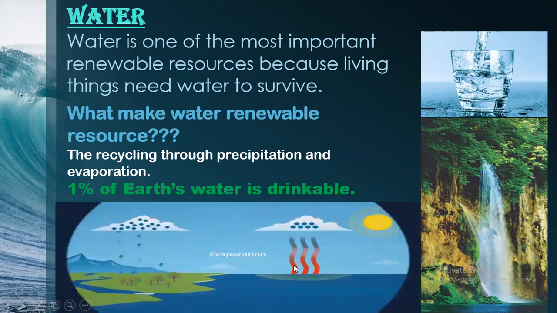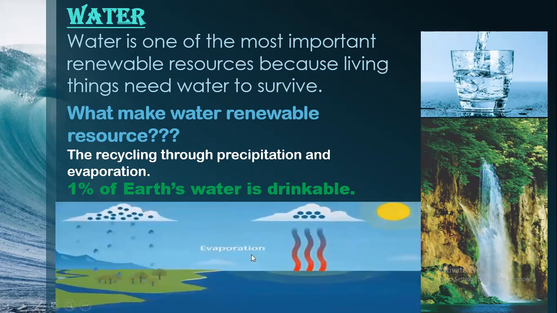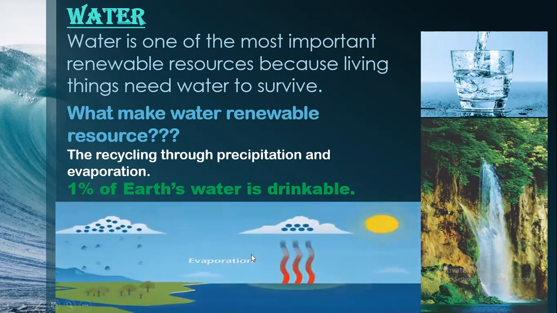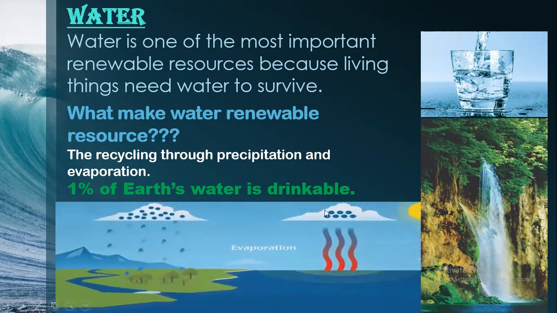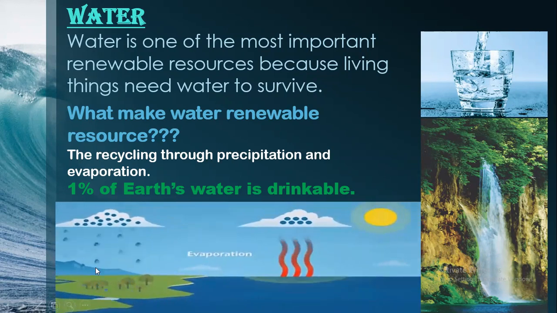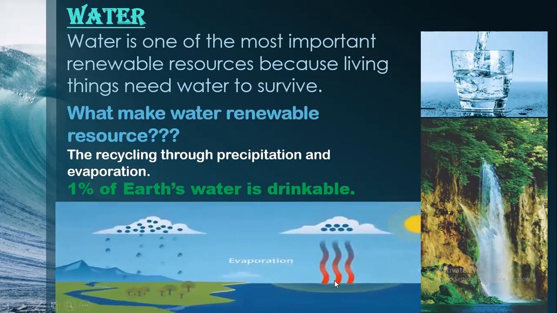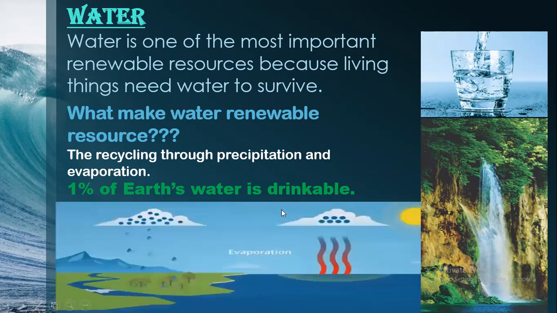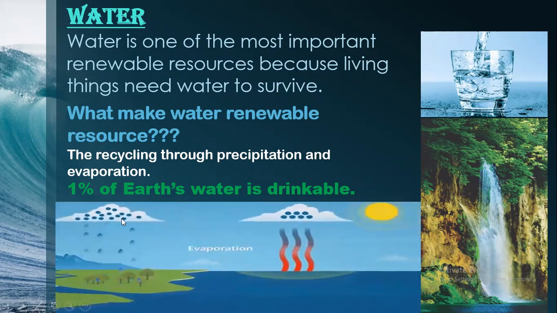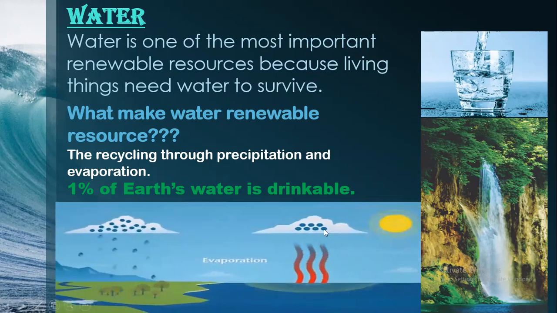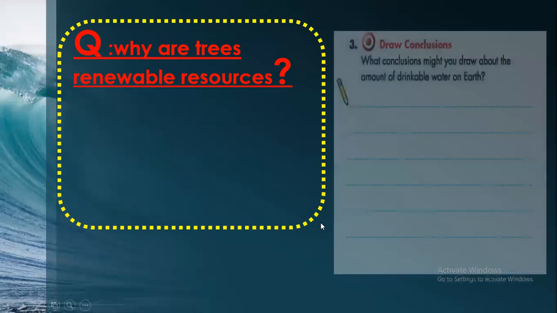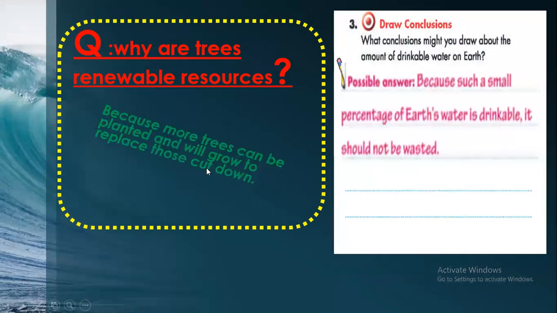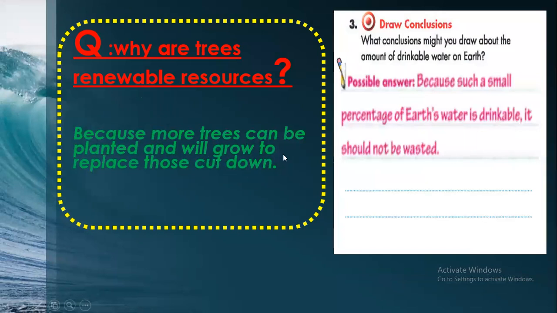Look at the diagram, guys, the GIF below here, that's representing the water cycle. When the water evaporates because of the heat of the sun, it makes clouds, and then the clouds fall again as rain. So the water cycle: evaporation, condensation, and precipitation. Why are trees renewable resources? That's right, because when we cut trees, they can grow to replace those cut down.